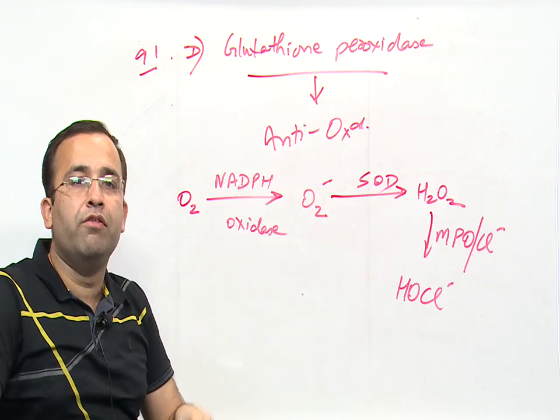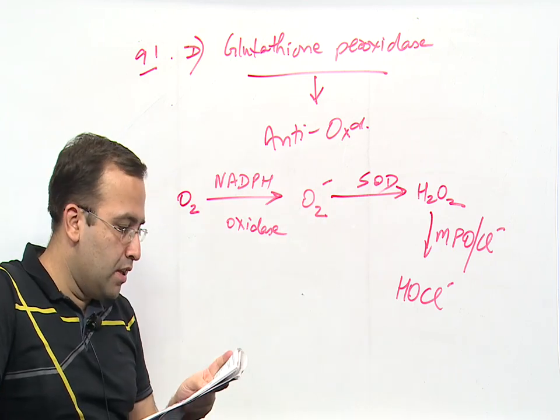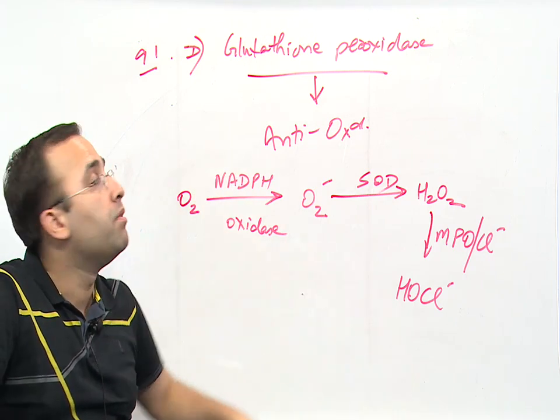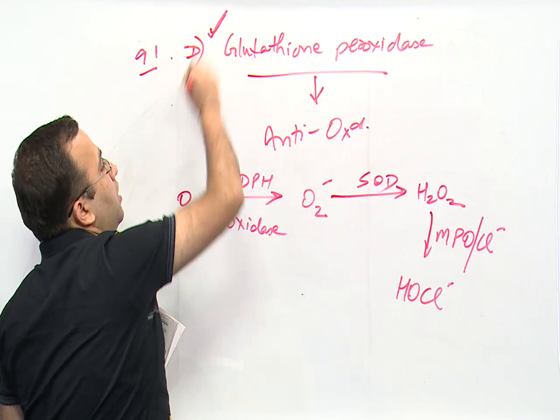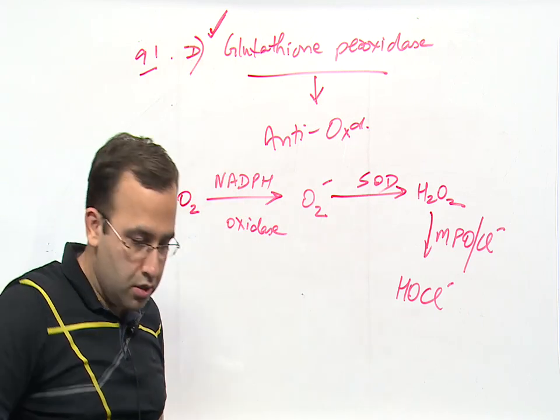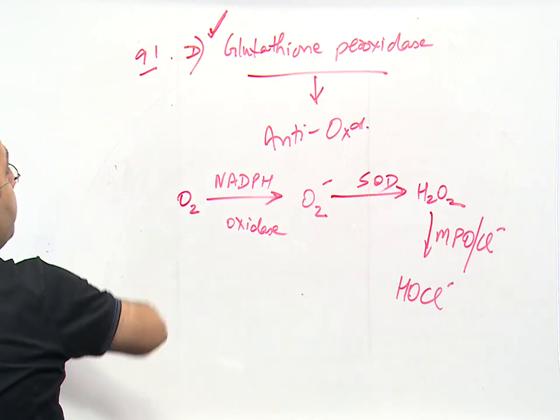Fenton's reaction obviously produces free radicals. NADPH oxidase, or the phagocyte oxidase pathway, is the main step. So the answer is glutathione peroxidase. It is an antioxidant.